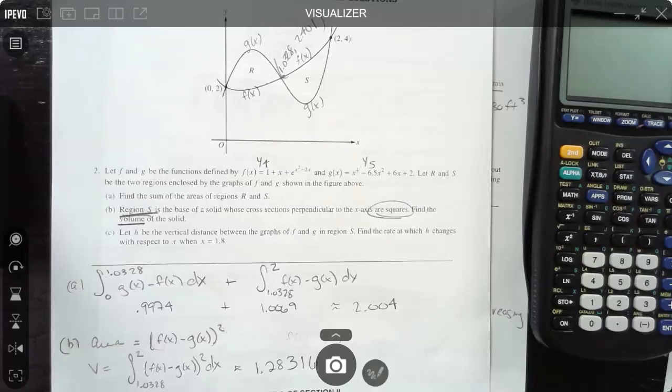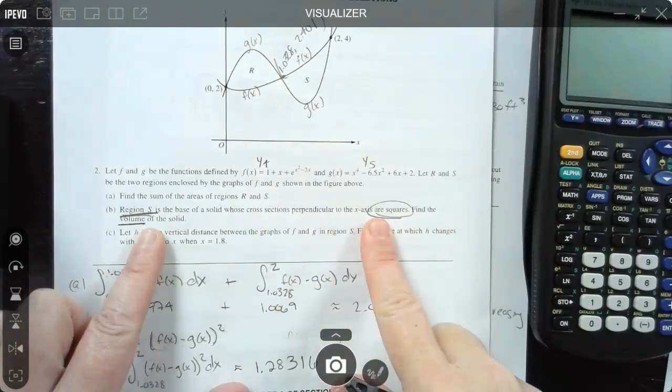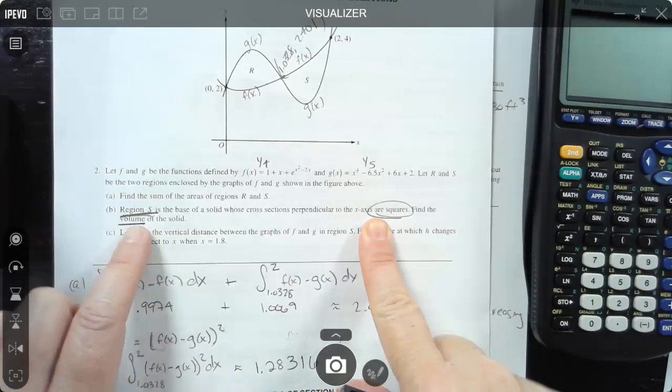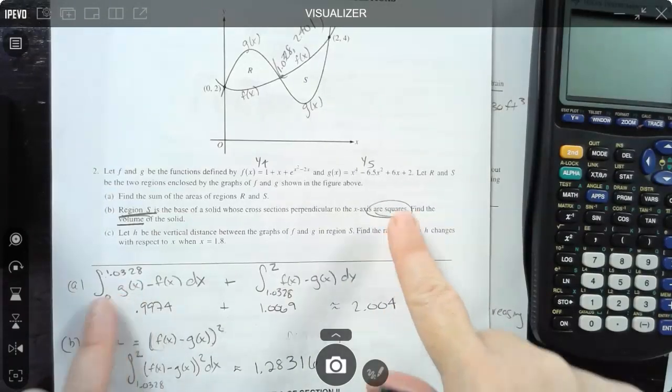All right, part B says the region S is a solid whose cross sections perpendicular to the x-axis are squares. I'm not revolving. I don't see any revolution word in here, okay? So that's not my pi. This is just a cross section. So understand the difference. If it says revolve, that's when I'm talking about circles, right? But I'm not revolving. I'm just doing cross sections.